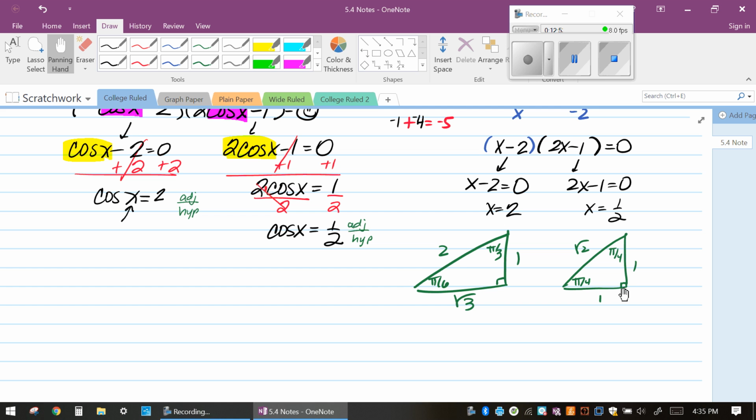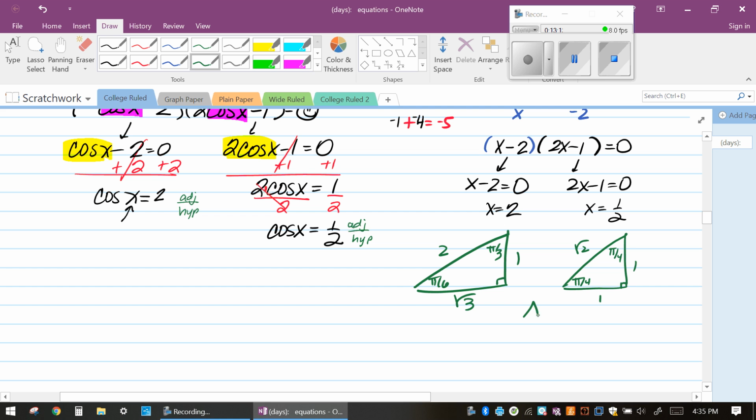Think about it. Would it be pi over 6, adjacent over hypotenuse? Nope. Would it be pi over 3, adjacent over hypotenuse? Nope, that would give me a 1/2. What about pi over 4, adjacent over hypotenuse? That'd be 1 over root 2. So none of these work.